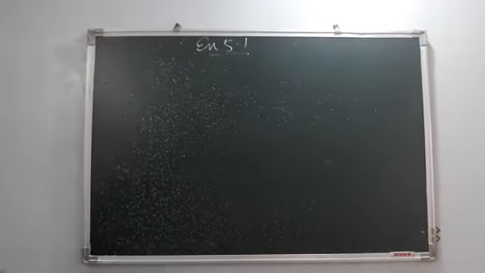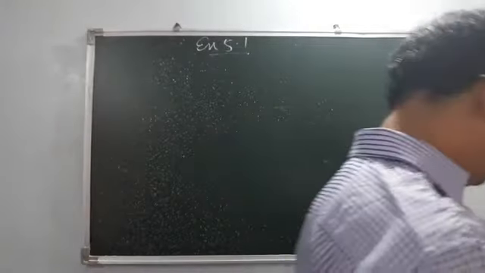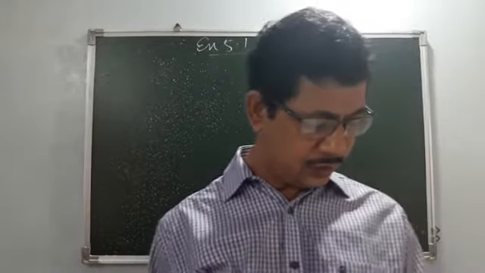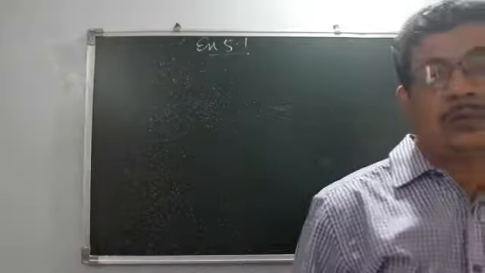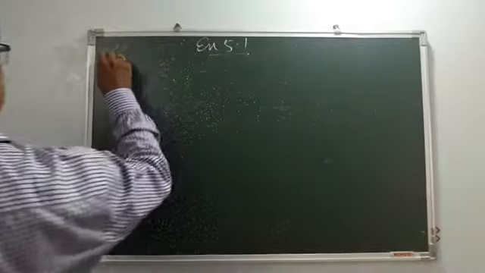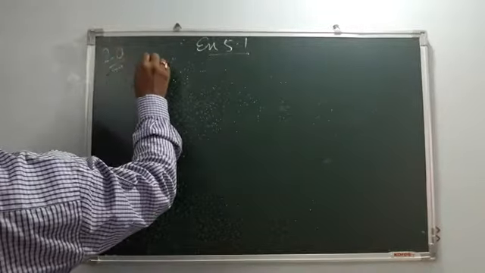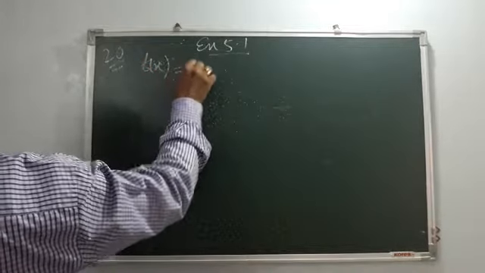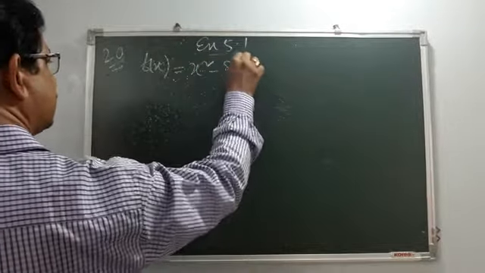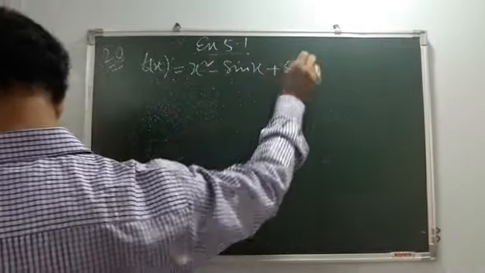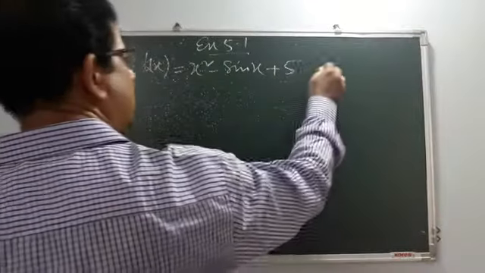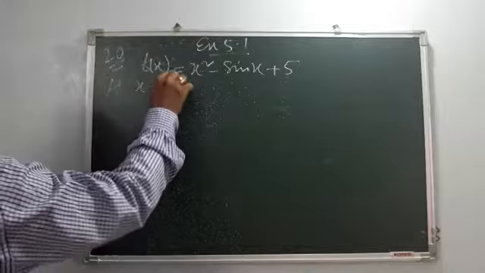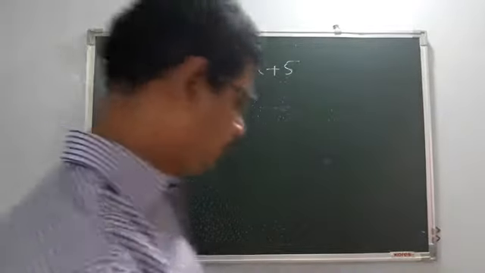Question number 20 is like that. Is the function x square minus sin x plus 5 continuous at x equal to pi? So for question number 20, f(x) is given as x square minus sin x plus 5, and we have to prove whether f(x) is continuous at x equal to pi or not.